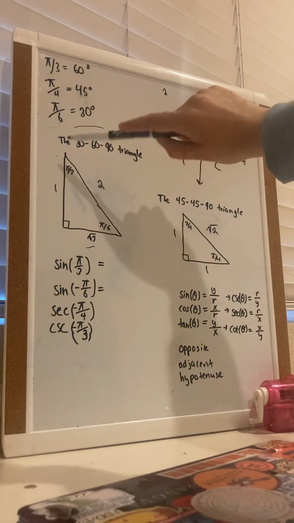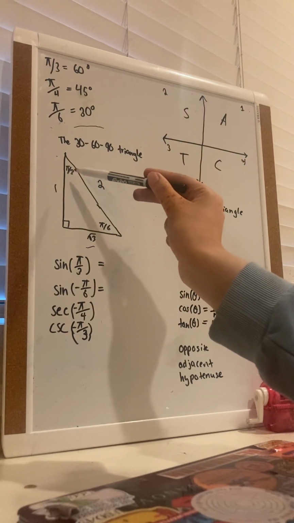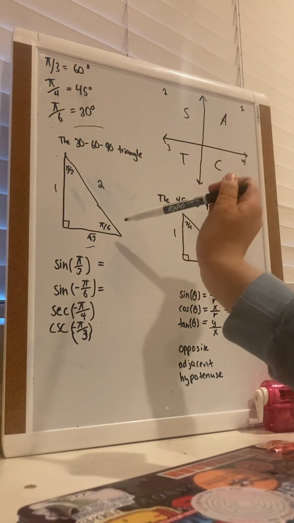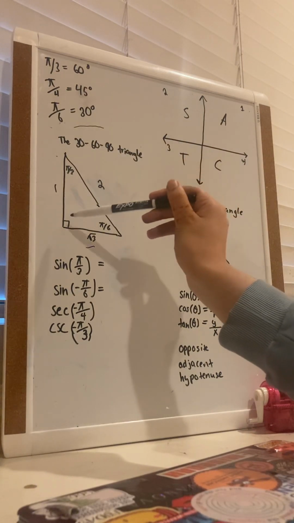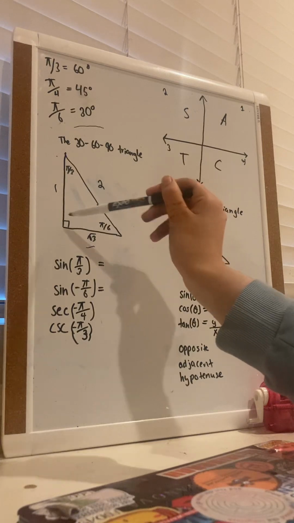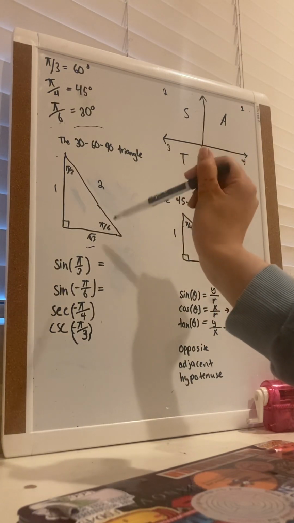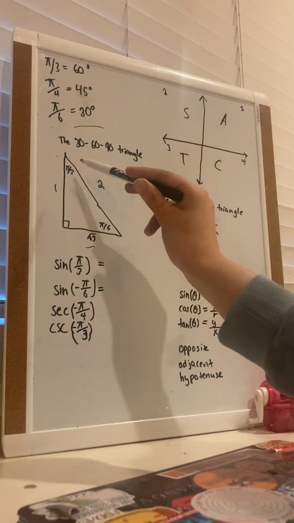So know that in the 30, 60, 90 triangle, one angle is pi over 3, which is 60 degrees. One angle is pi over 6, which is 30 degrees. And one angle is 90 degrees, which is this one. This box always means that it's a right angle, and therefore a right triangle. Then you memorize these side lengths.